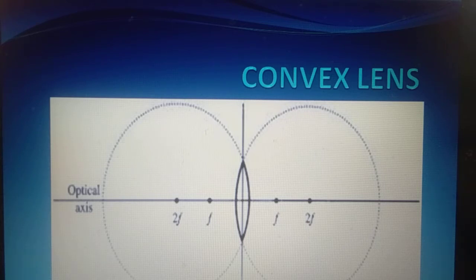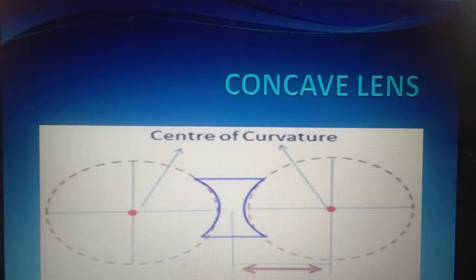In the same manner, how are the concave type of lenses formed? Let us consider two spheres. One has C1, another one has C2, as centers of curvature. If you take out the middle part between those centers of curvature, then it becomes a what? The concave type of lens. So it also has a center of curvature, focus, and focal length.